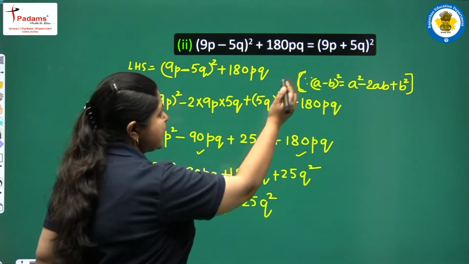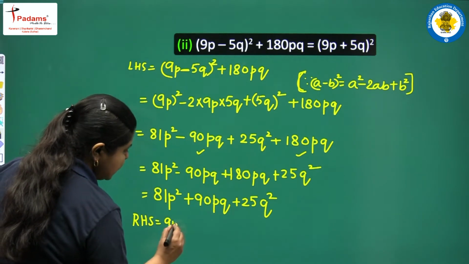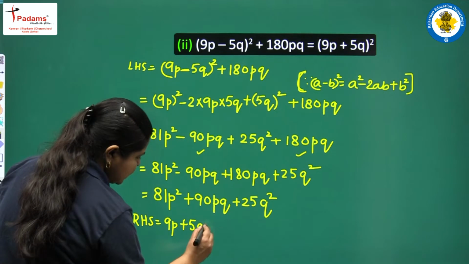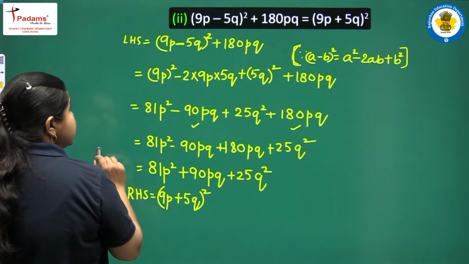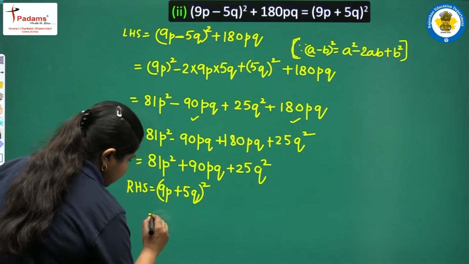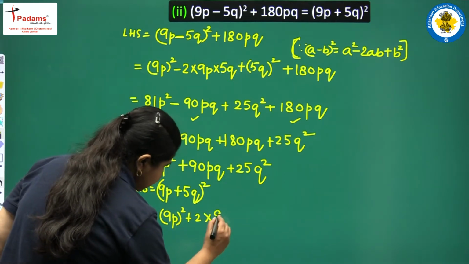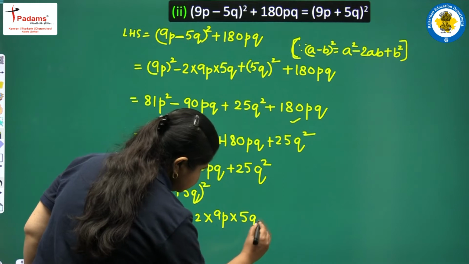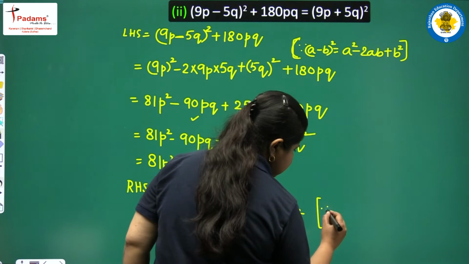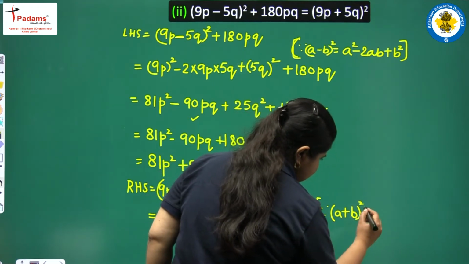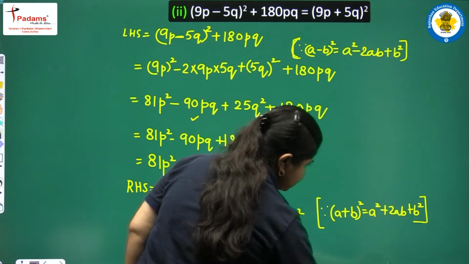Now we move towards the RHS. We write it here, the RHS part. It is 9p plus 5q whole square. और इस बार बताइए कौन सी आइडेंटिटी अप्लाई होगी यहाँ पर? Yes, the first identity. We can write it as the first term square plus multiply both of them by 2, plus here 5q whole square. Since a plus b whole square is equal to a square plus 2ab plus b square, the first identity.